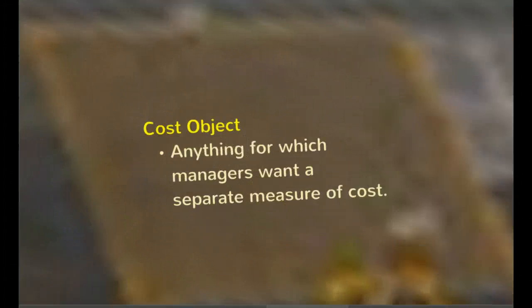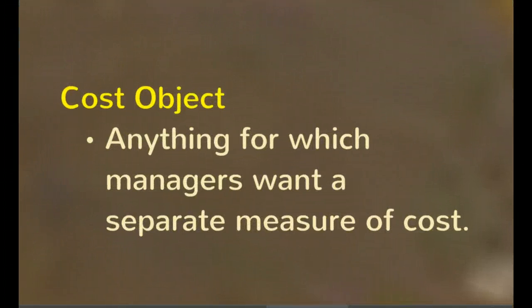Before we go further, we have to look at one more term, and that term is cost object. A cost object is anything in a firm that managers want a separate measure of cost for. A cost object can be the cost of a cafeteria. It can be the cost of a piece of equipment. It can be the cost of a delivery truck. It can be the cost of research and development.